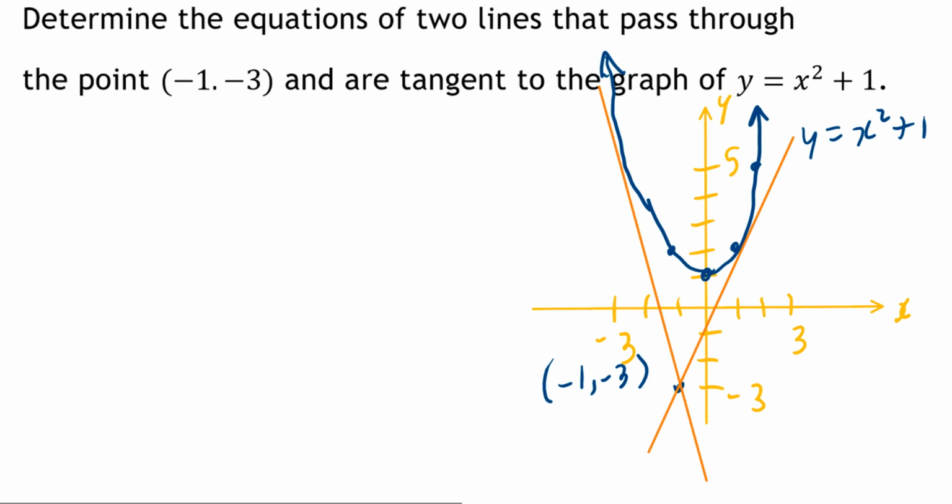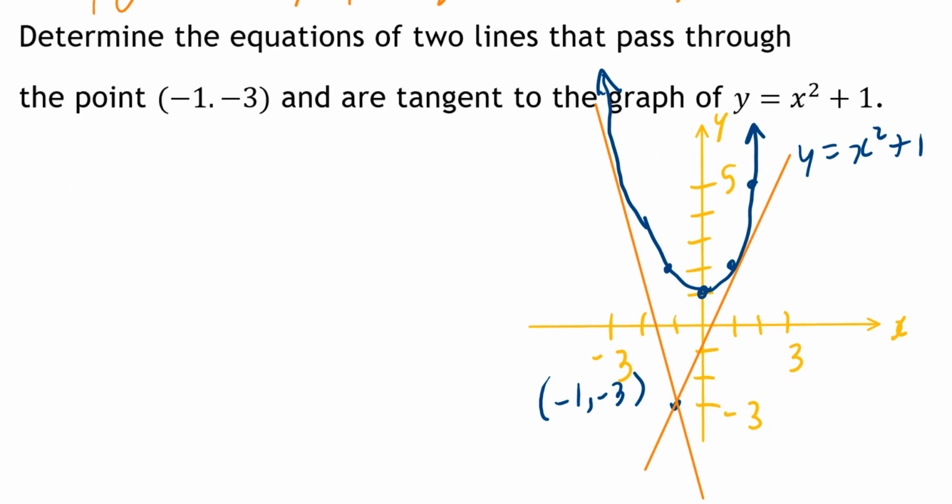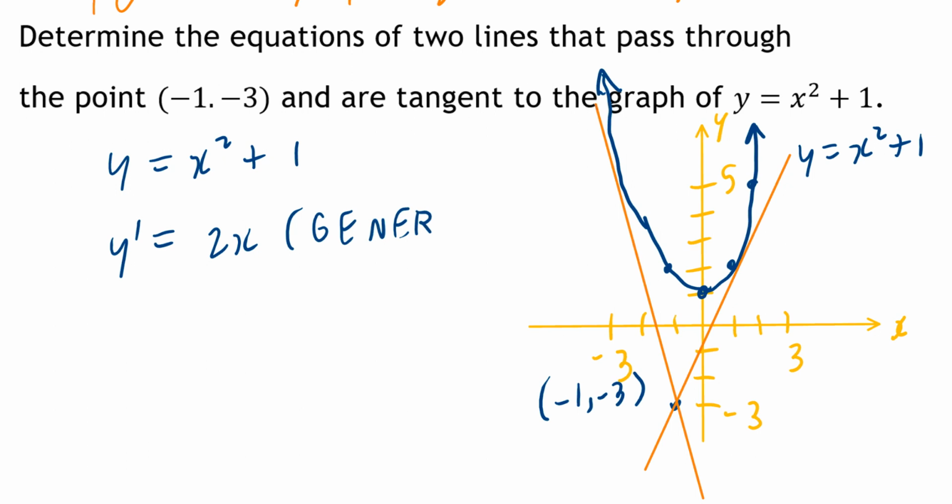So I go back to the given and I start with y equals x squared plus 1. My goal is to find the general slope, and to find the general slope, you have to find the derivative. So y prime, or dy/dx, is going to be 2x, which is basically the general slope. Again, there's a distinction between the general slope and the specific slope. Right now, 2x is the equation that we can use to find the general slope.